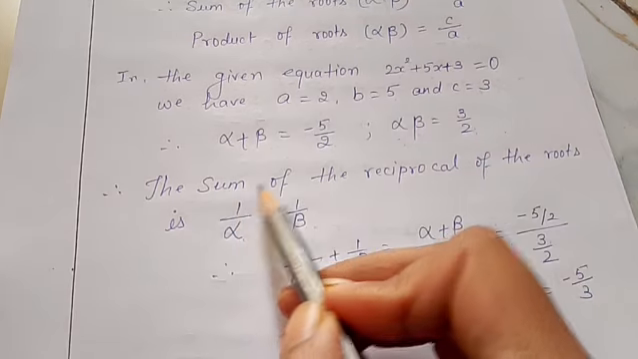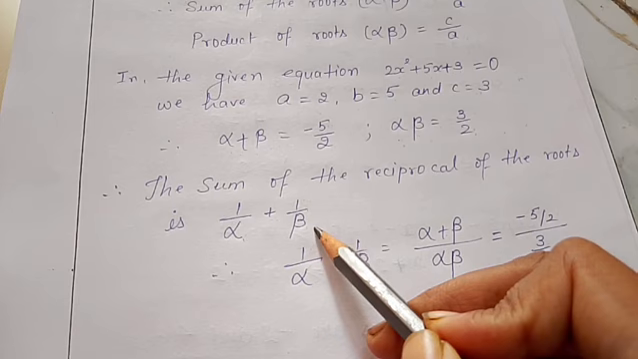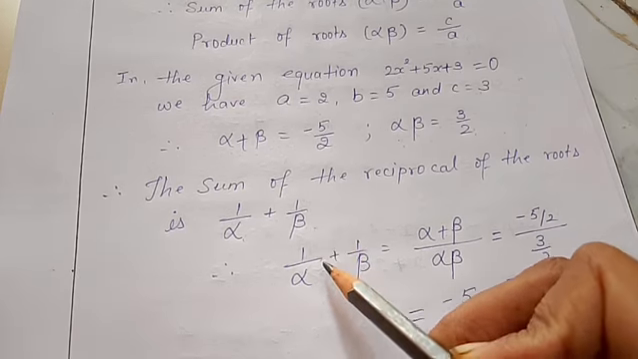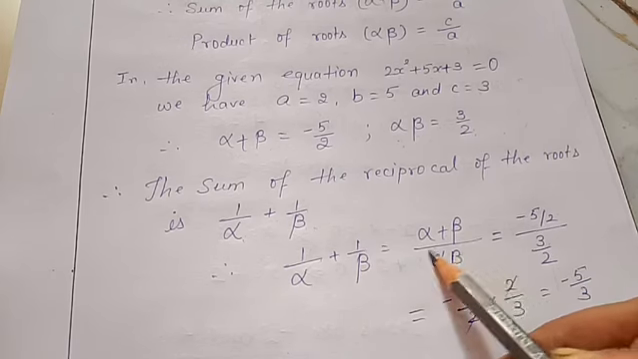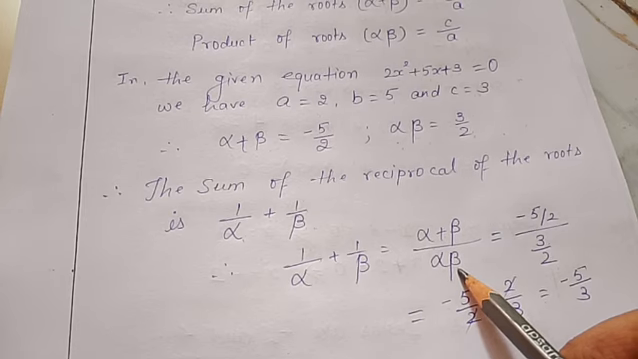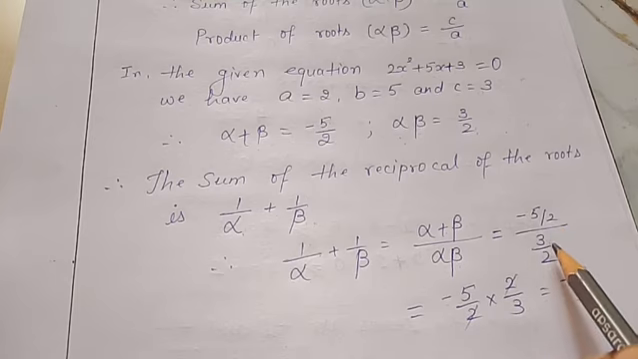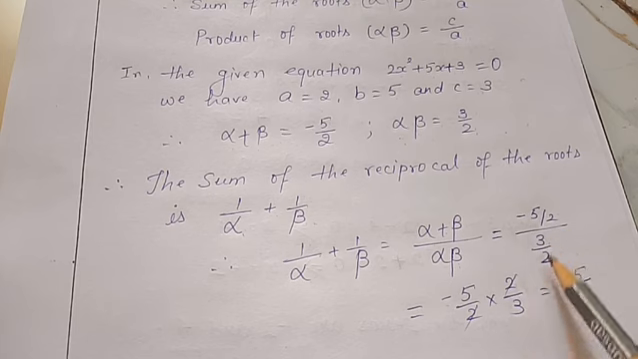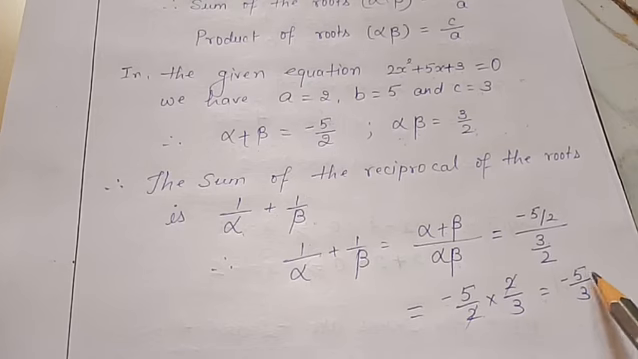We have to find the sum of the reciprocal of the roots, 1 upon alpha plus 1 upon beta. We know a formula: 1 upon alpha plus 1 upon beta is equal to alpha plus beta upon alpha into beta. Now substitute values, minus 5 upon 2 upon 3 upon 2. Divide these numbers, 2 cancel out, equal to minus 5 upon 3. So the sum of the reciprocal of the roots is minus 5 upon 3.